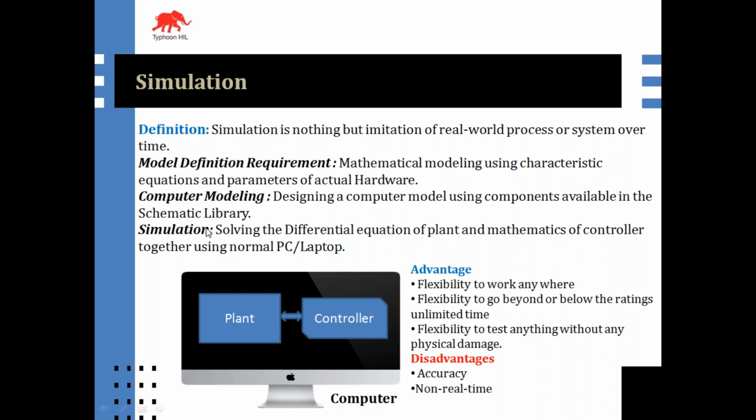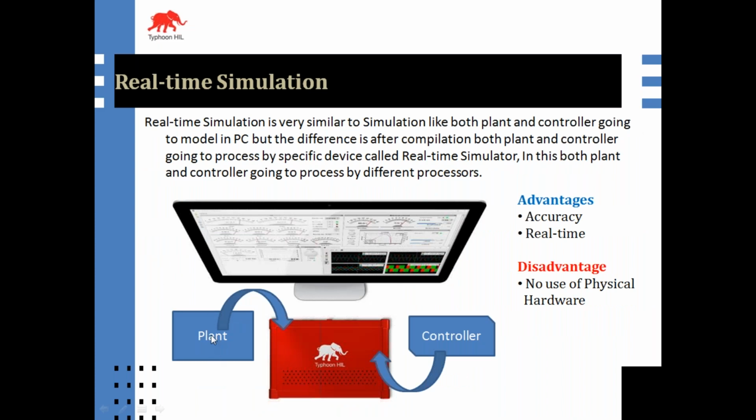The difference between this simulation and this real-time simulation is that here we are going to connect plant and controller, but we are using different processors, one for plant and one for controller. So this is the only difference between the virtual simulation and this real-time simulation: after compilation, both plant and controller are going to be processed by a specific device called a real-time simulator, and in this, plant and controller are going to be processed by different processors. So there is much more increased accuracy, and it is real-time, actual to the wall clock time, and we are not using any physical hardware.